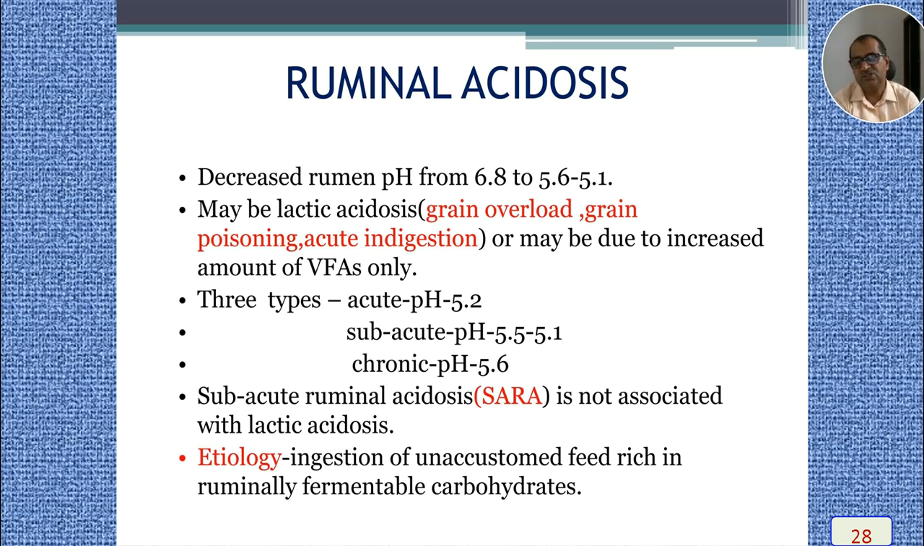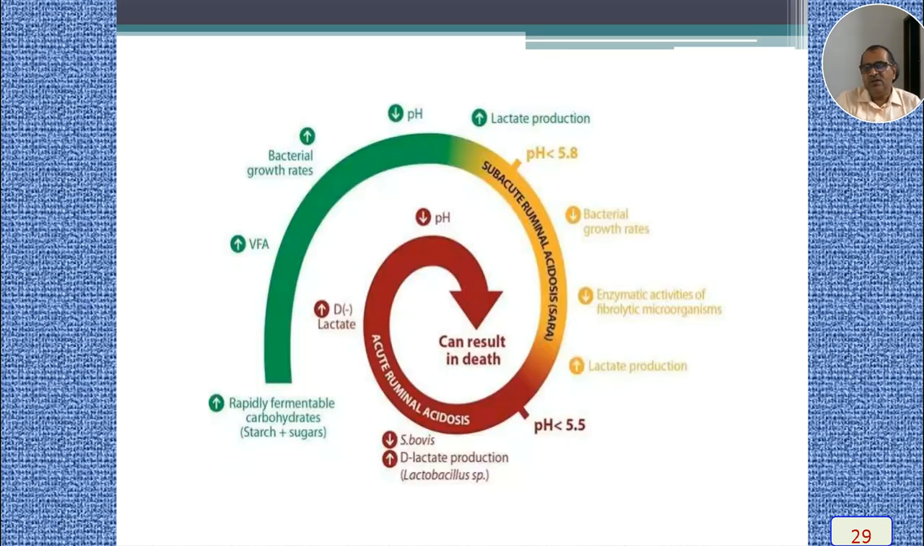Then etiology: ingestion of unaccustomed feed suddenly, very rich in ruminally fermentable carbohydrate. The best example is sudden administration of rice gruel, rice, and sometimes crushed maize. Then also sometimes different types of grains, and sometimes fruit wastes, especially jackfruit and mango fruit wastes. If they are administered to the cattle suddenly, then they will succumb to ruminal acidosis.